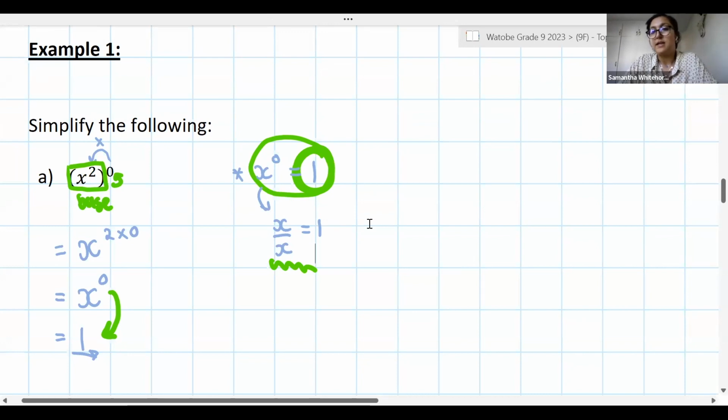Right, I'm going to leave that there for a second in case you want to take a screenshot, and then I'm going to scroll across to B.